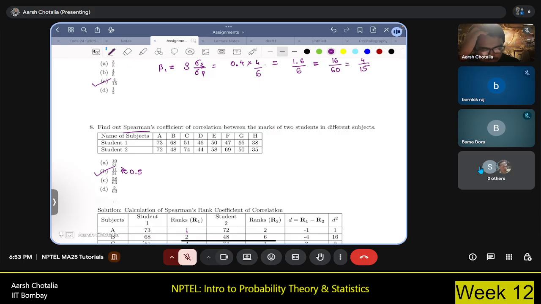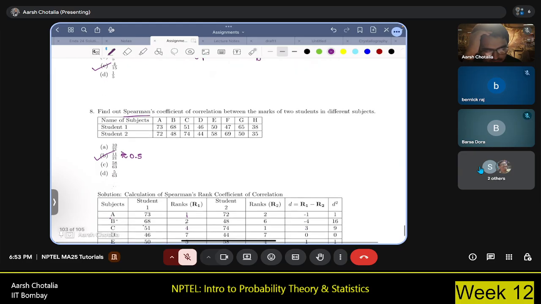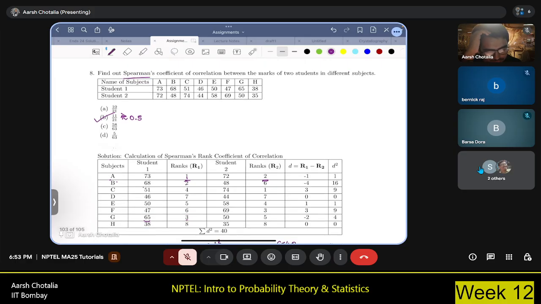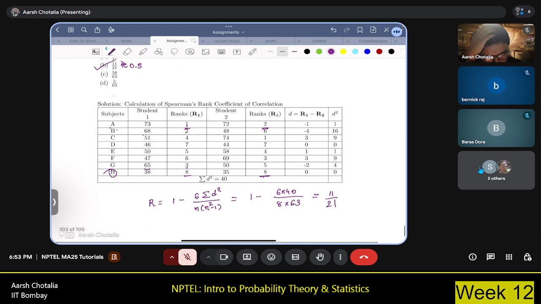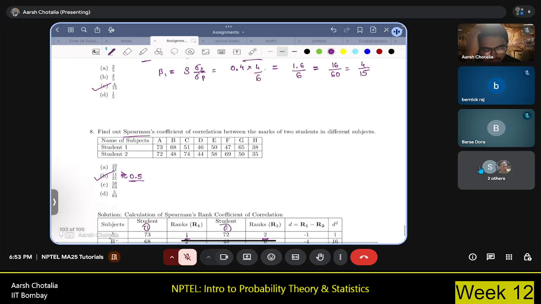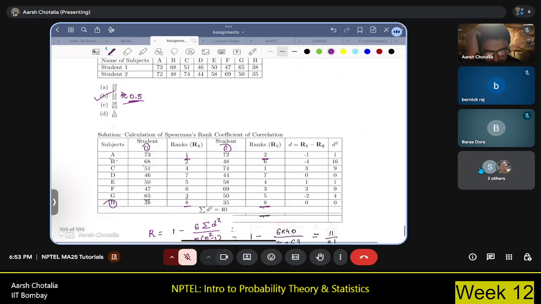That means that A is, for example, on average, an easy subject, because both of them are getting high ranks, 1 and 2. Okay. Similarly, this is the toughest subject, H. I wonder what it is, maybe humanities. But yeah. So as you can see, there is correlation between the marks of student 1, or rather the ranks of student 1 and 2. So that gives you this correlation of about 50%.